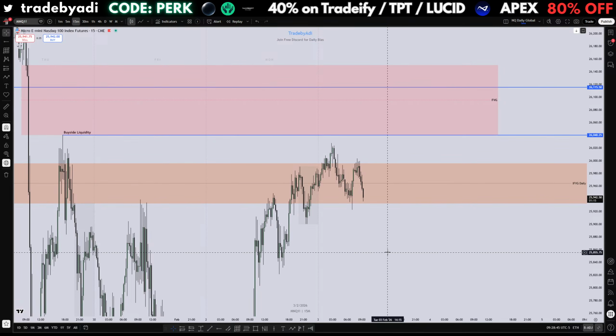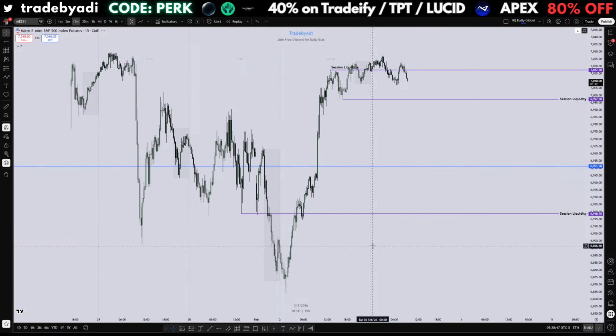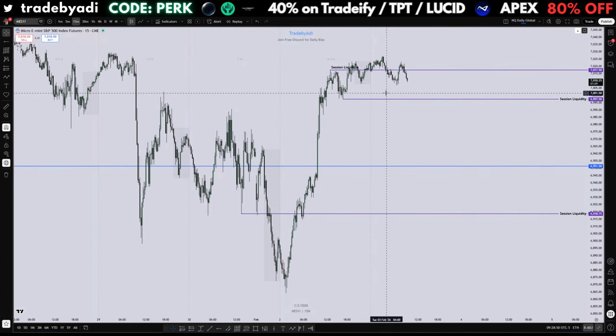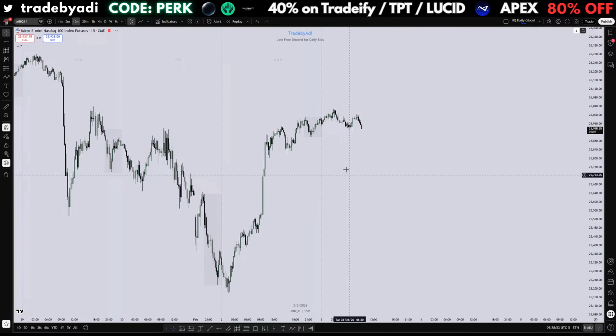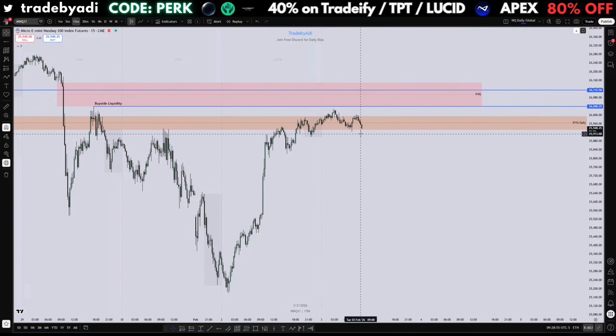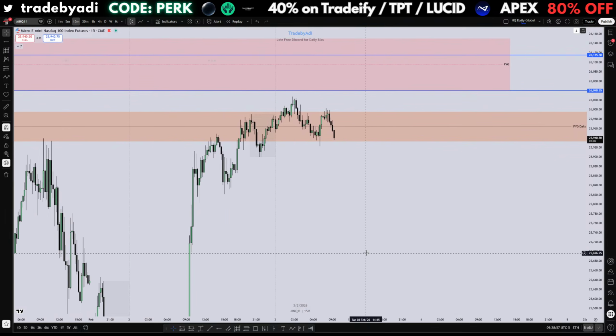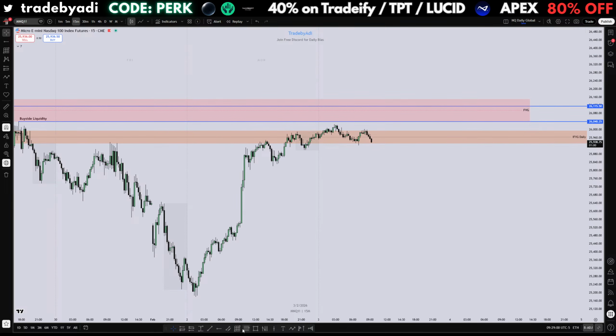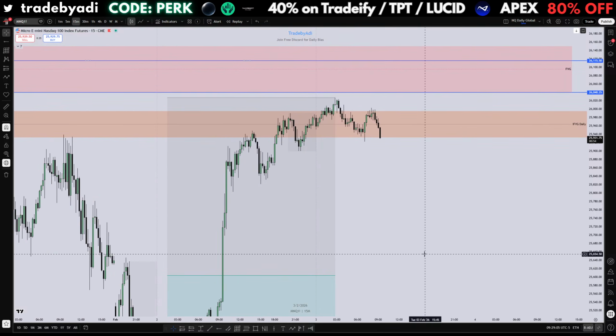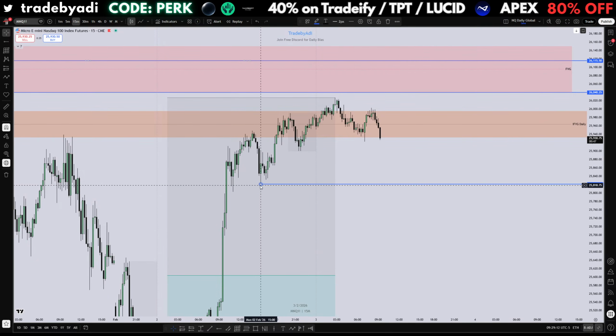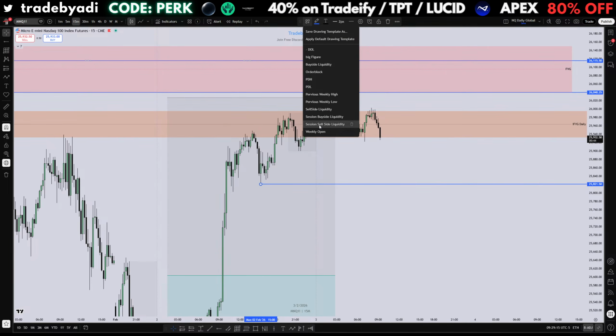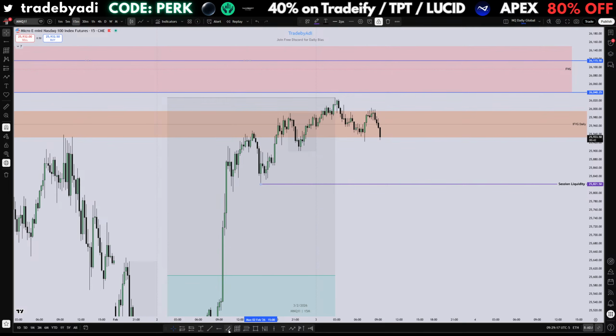And we do have an SMT with ES. If you check, the ES has taken this high and NAS has not taken it. So we do have an SMT. So in this dealing range, I'm looking for these failure swings. This one, I would like to mark because this is the PM session low, and this is the Asia low.